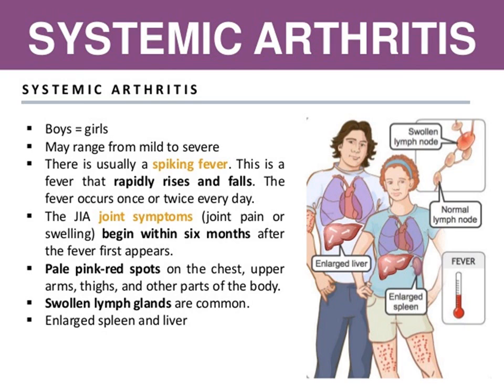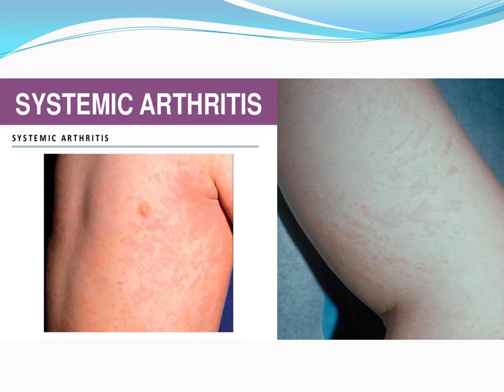There is also hepatosplenomegaly, lymphadenopathy sometimes present. There is also serositis, including pleural, peritoneal, or pericardial effusion. These figures show the evanescent salmon pink rash on the chest and arm.